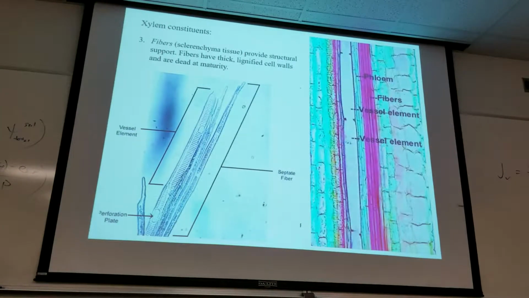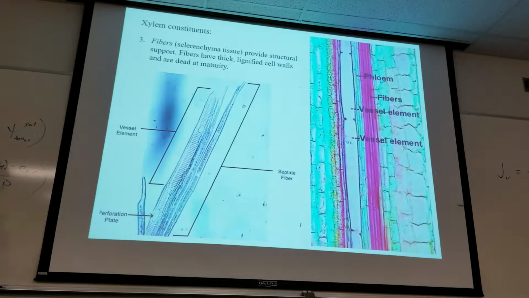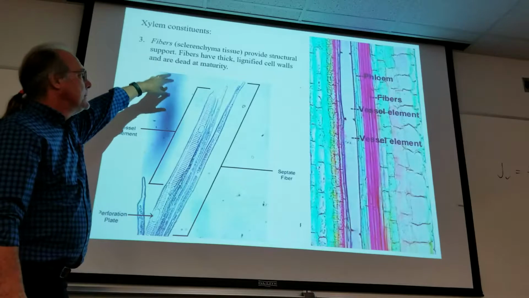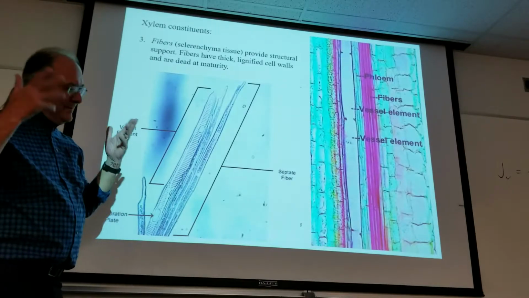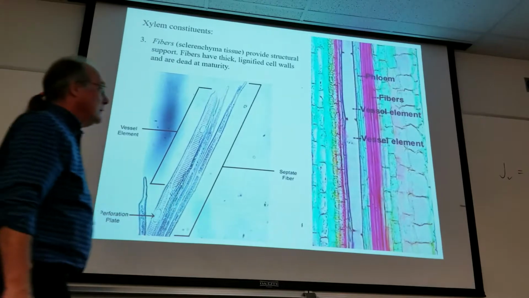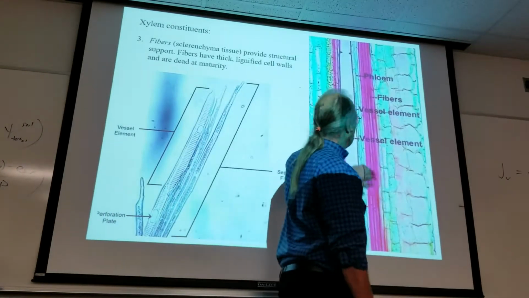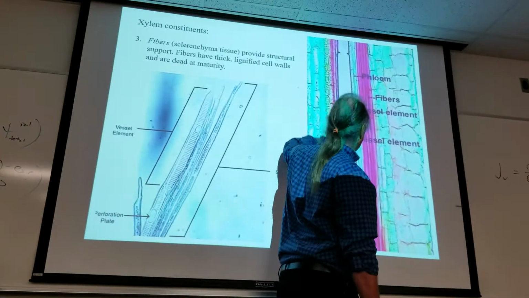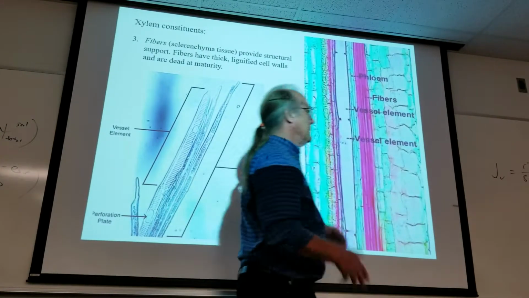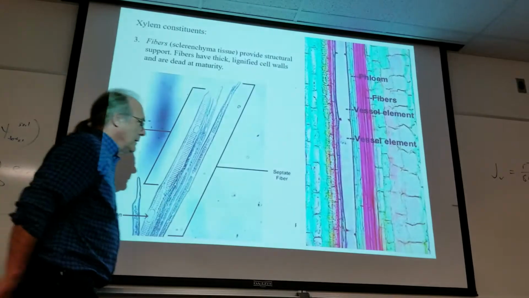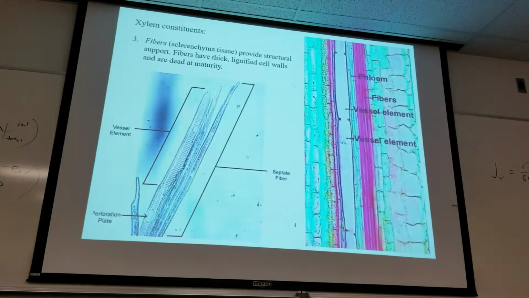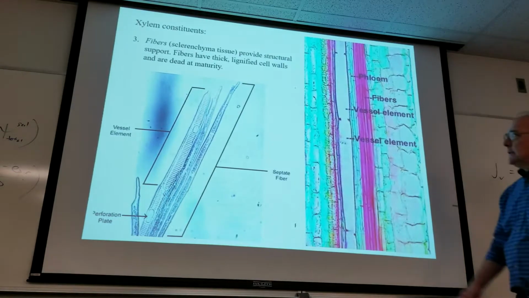All right, so conducting vessels. In addition to the vessels, the cells in the xylem that conduct water, there are fibers which mainly provide structural support to the vascular system. So here's a vessel here and phloem here and a bunch of fibers, right? So they stiffen up the stem. Thick lignified cell walls, dead at maturity, but they don't transport water.